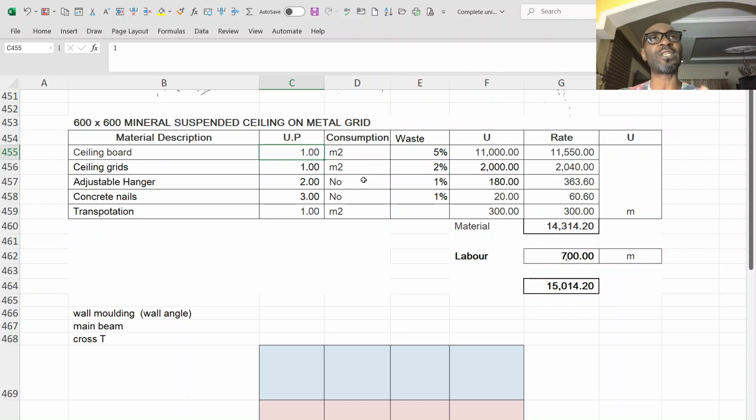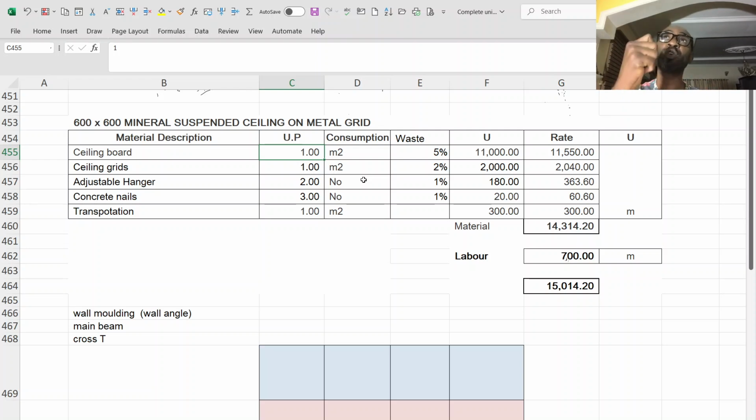So if you get to the site and the wall angle is not enough, you have to come and buy extra, because these things are already calculated. We even check the manufacturer manuals to see how many pieces they give to you.